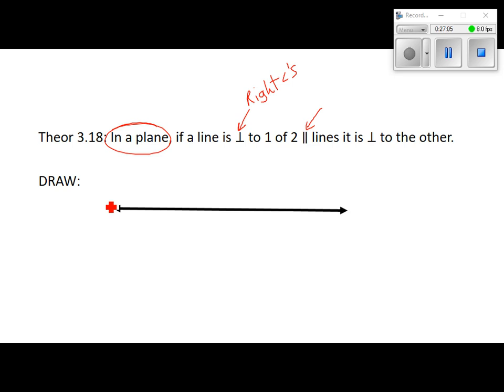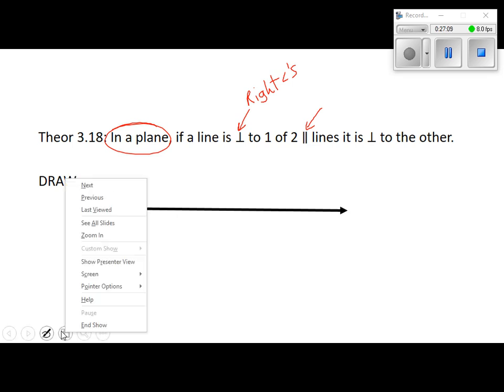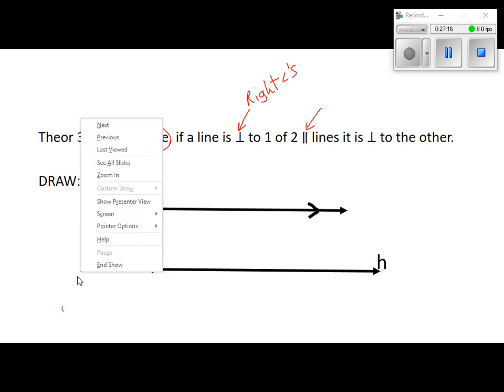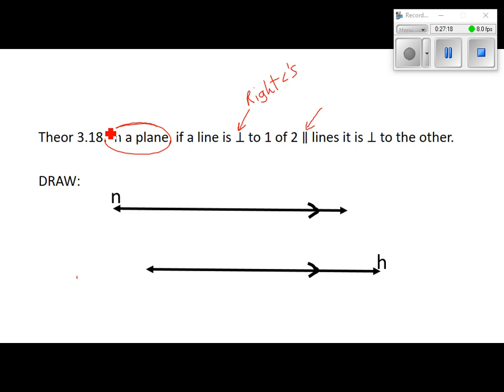So if I have this, that's one of my lines. That line N, we'll call it. And then we have another line, that's line H. And we know that those two lines are parallel to each other. And we draw this transversal in there. And we'll call that transversal line T.